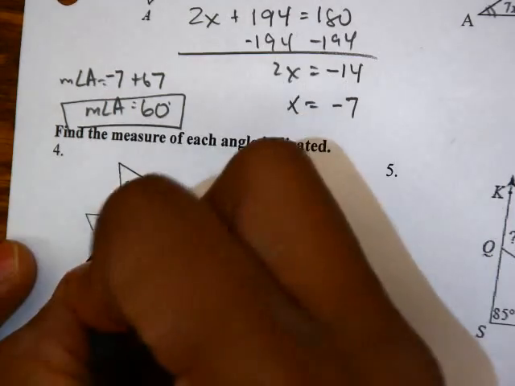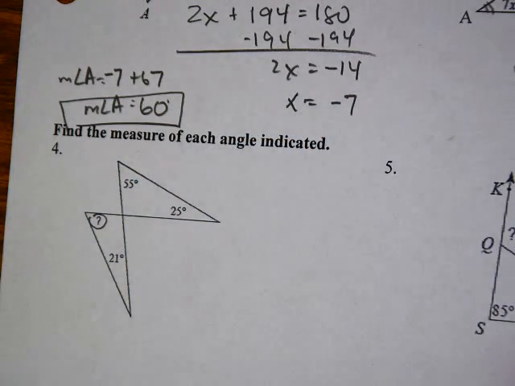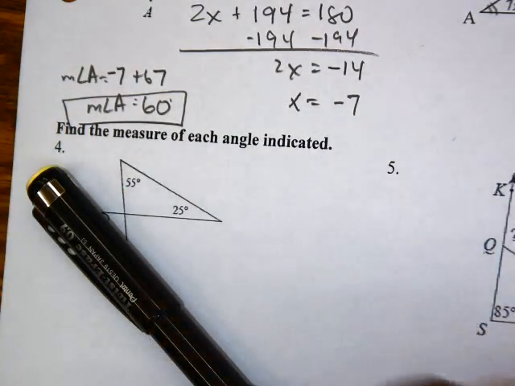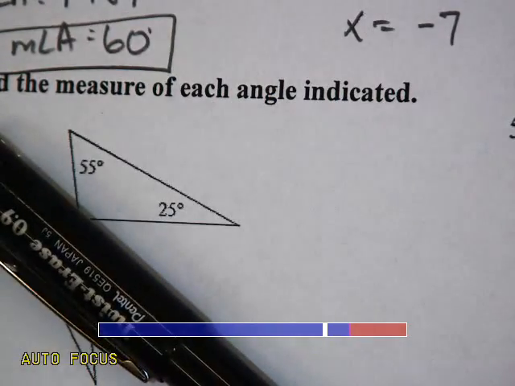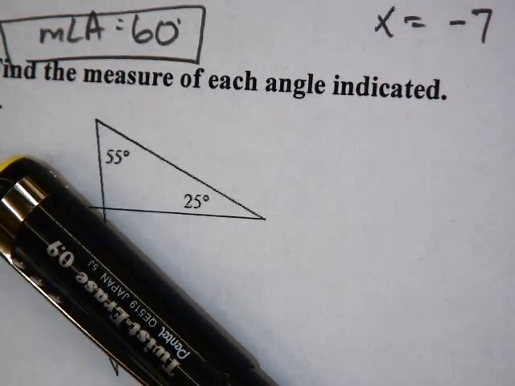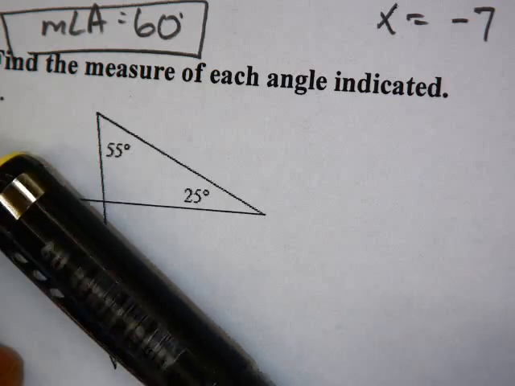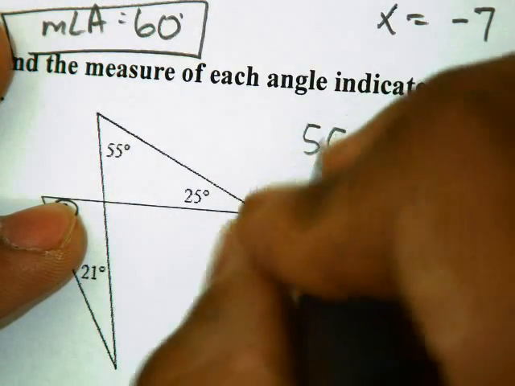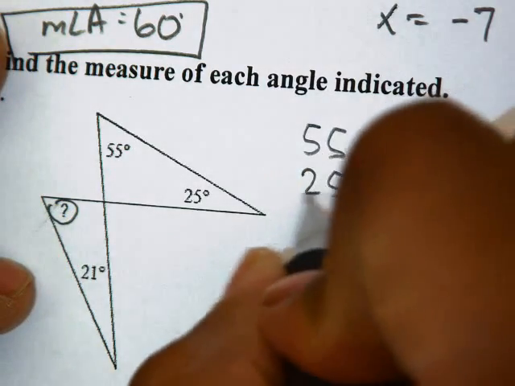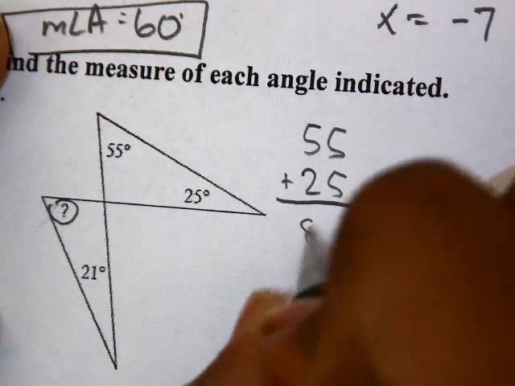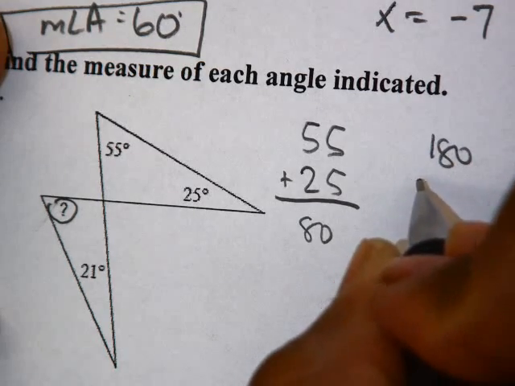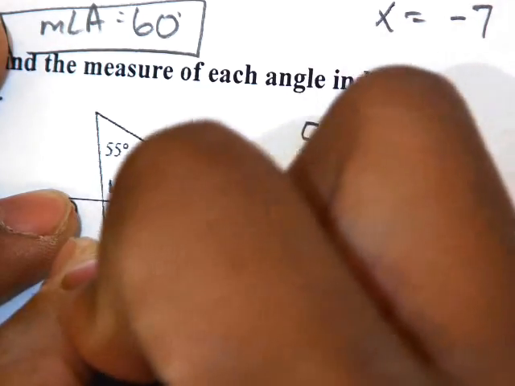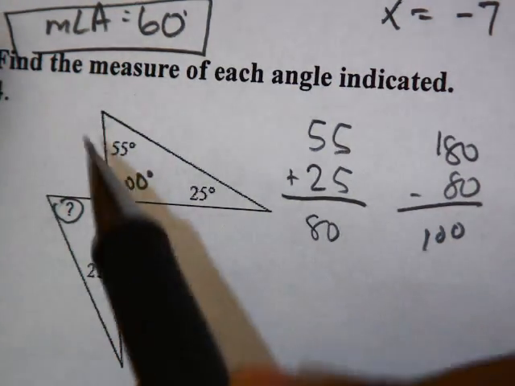Number 4, I need to find the measure of this angle in here. So I want to take it one triangle at a time. I'll take the top triangle because it has two angles labeled here, 55 and 25. I know that all the angles in the interior of a triangle add up to 180. So what I can do is add 55 and 25. That's 80. And I can go ahead and subtract it from 180 to get that the inside angle right here is 100.